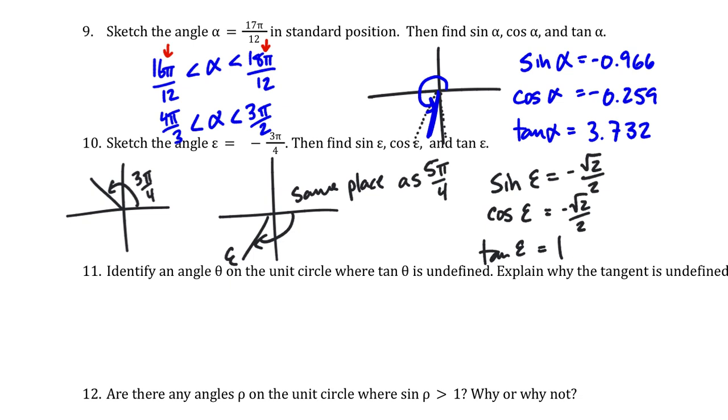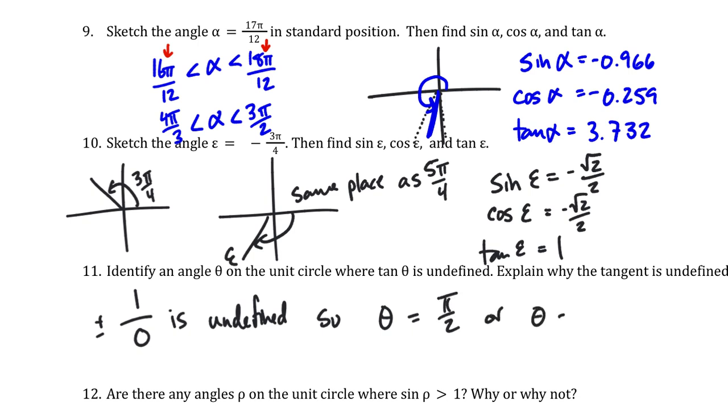Okay, identify an angle on the unit circle where tangent is undefined. That means that I have to have a 1 over 0, which is undefined, or you could have a negative 1 over 0. So I'm going to write plus or minus here. So theta could be pi over 2, or theta could be 3 pi over 2, because both of those places have a divide by 0 here. And so you can't divide by 0.